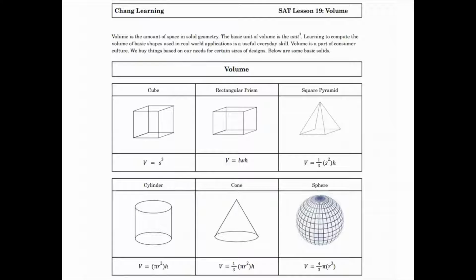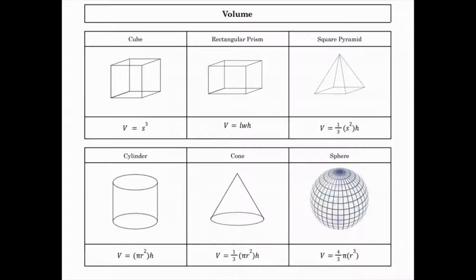The square pyramid: 1/3 side squared times height. Cylinder: volume is pi r squared h. The cone: volume is 1/3 pi r squared h. And the sphere: the volume is 4/3 pi times radius cubed. Just a quick way of getting used to these formulas for the volume, the space that they contain.